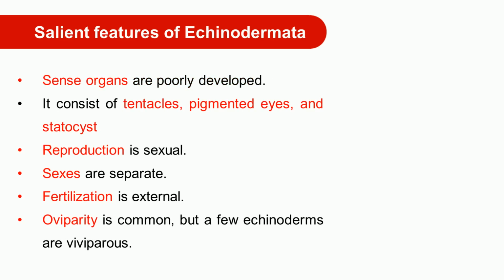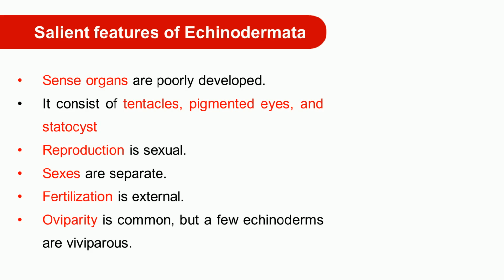Then the next characteristic feature in that animal: the sense organs, such as eyes and the statocyst, are poorly developed. Which are the sensory organs? Specifically in echinoderms, they consist of the tentacles, then pigmented eyes, and the statocyst, which acts as a sense organ in echinoderms, but this function is very poor.